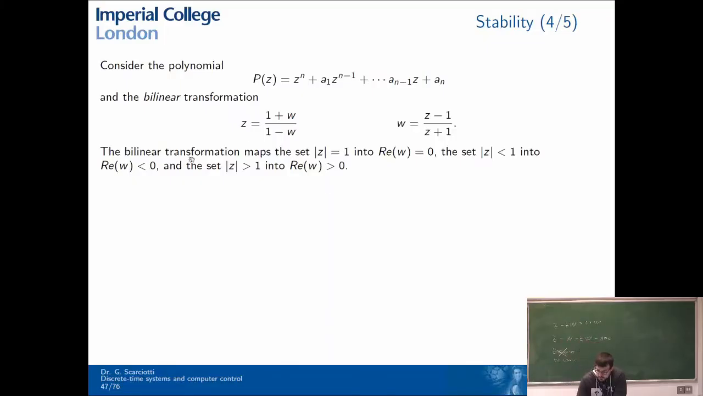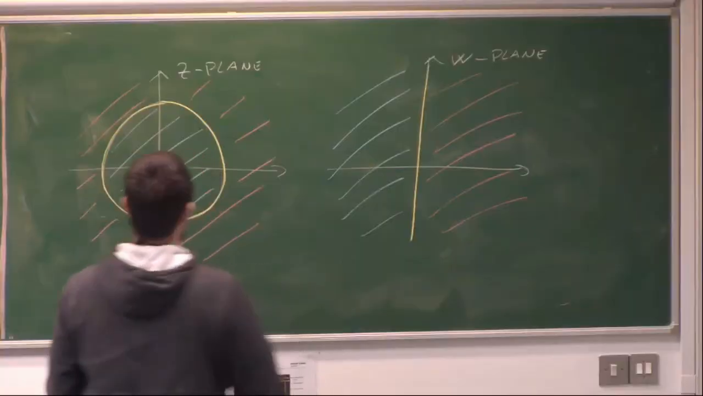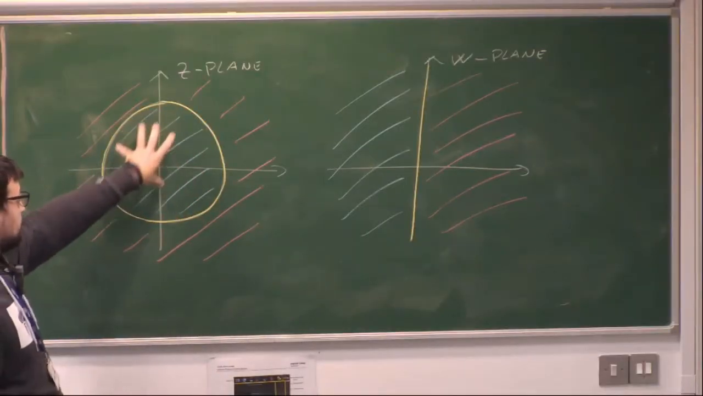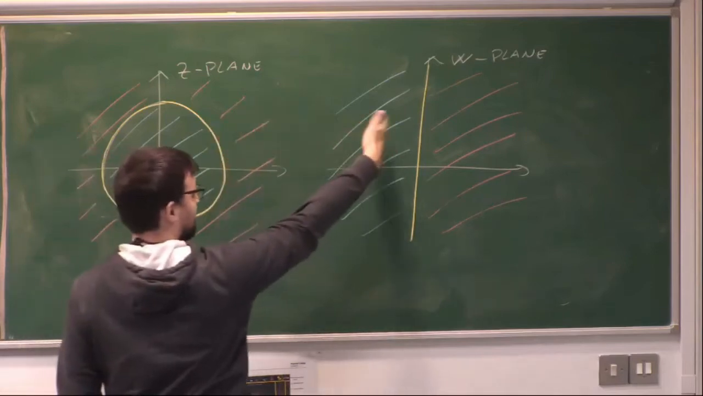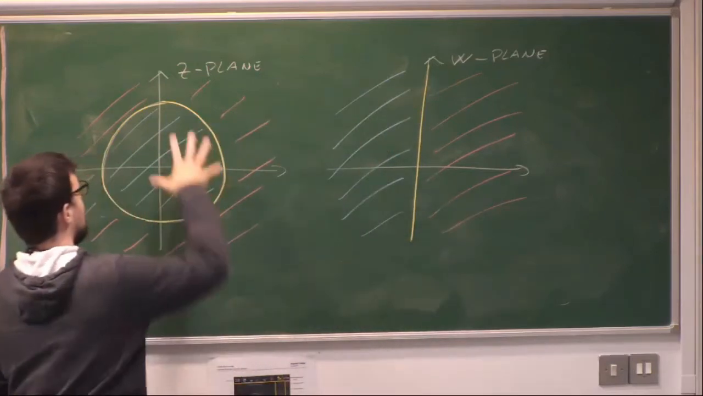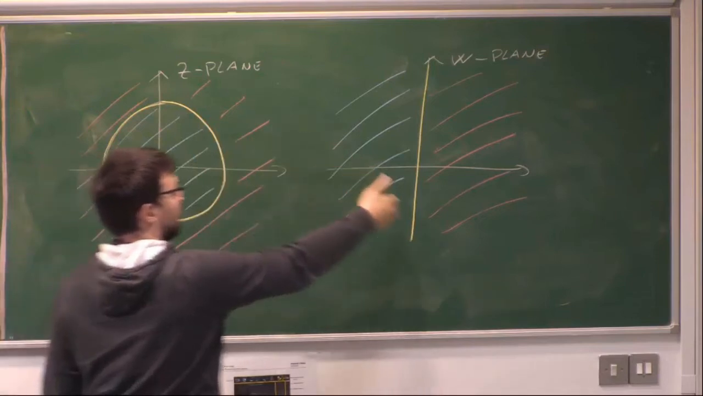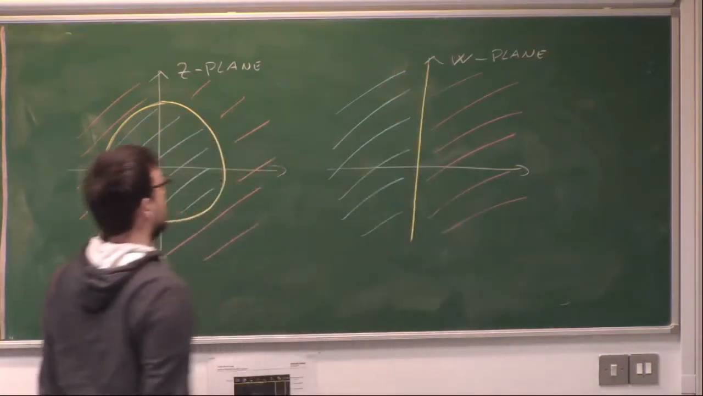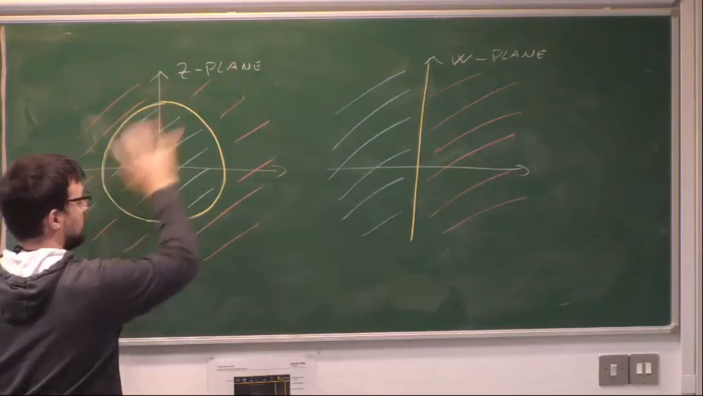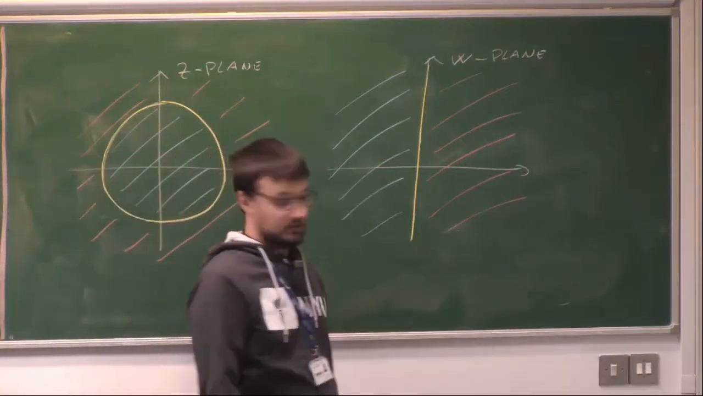So this bilinear transformation has the property that it maps the set of points z that satisfy this equation into the set of points w that satisfy this other equation, and so on. This means that the inside of the circle is mapped into the left-hand side of the w plane, the circle is mapped onto the axis of the w plane, and the external part of the circle is mapped onto the right-hand side of the w plane.